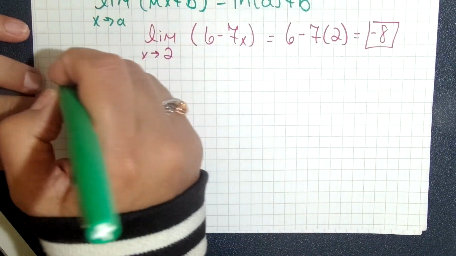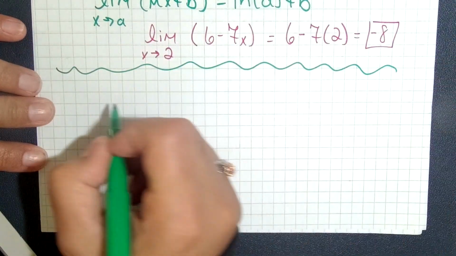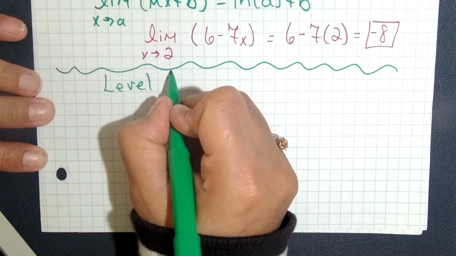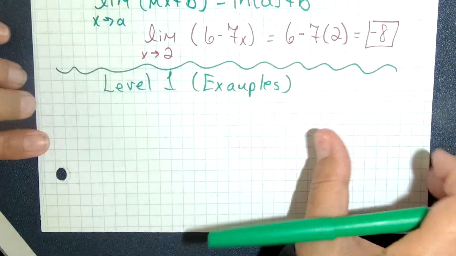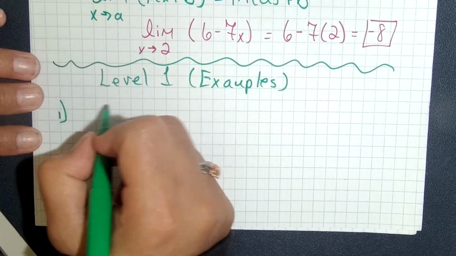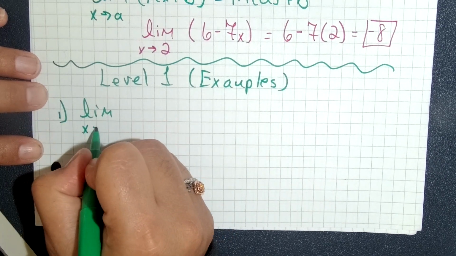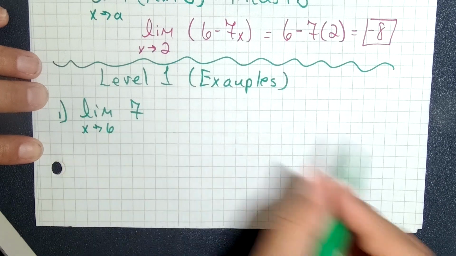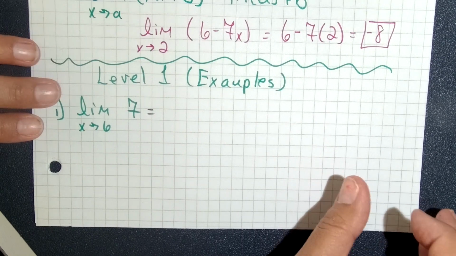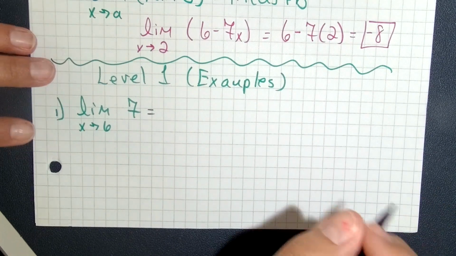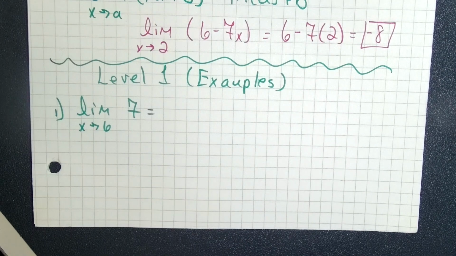All right, so we're on level 1 examples. Hold on, got to pull up my examples so I can see where we're at. So our first example, the limit as x approaches 6 of 7. What is going to be that limit? 7.